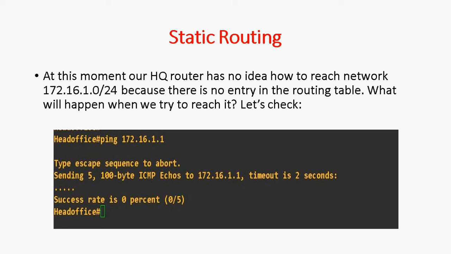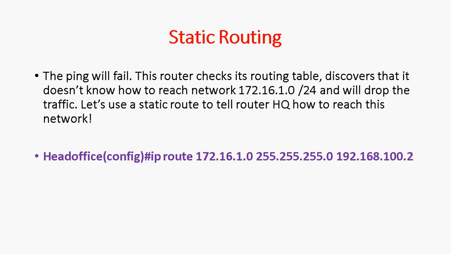So what will happen when we try to reach it? I am in head office, and I try to ping 172.16.1.1. The packets get dropped and the ping fails. The router checks its routing table and discovers that it does not know how to reach the 172.16.1.0/24 network, and will drop the traffic.